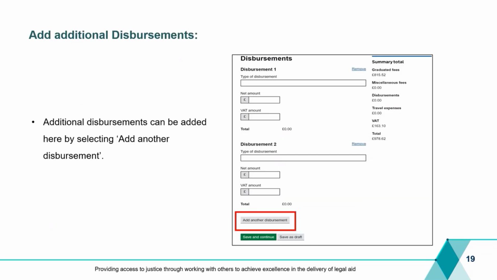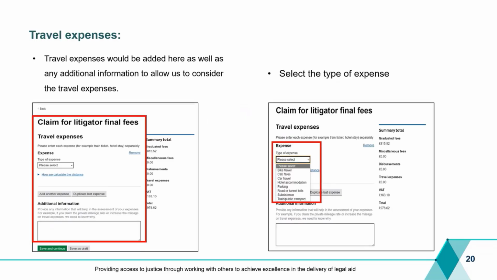You can add additional disbursements by selecting Add Another Disbursement. Again, enter the type of disbursement and manually enter the amounts claimed. This can be repeated as many times as needed. Next, enter travel expenses that you would like to claim. You can also add any justifications in the additional information section.